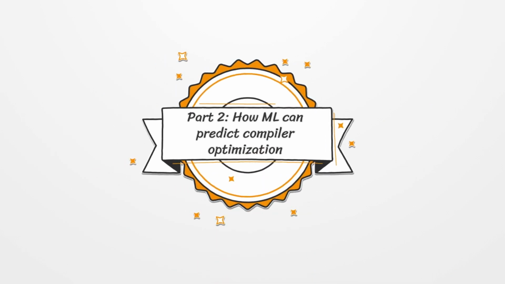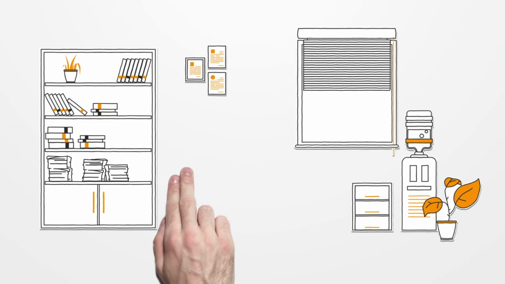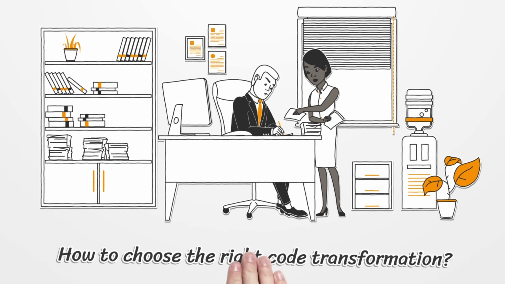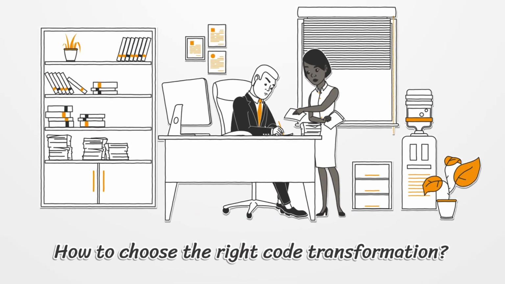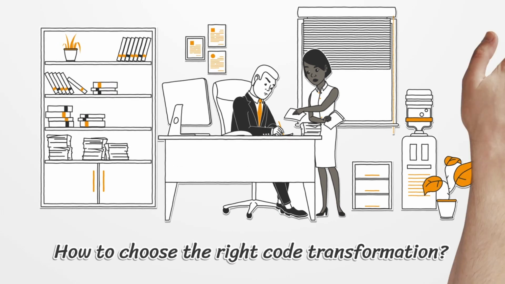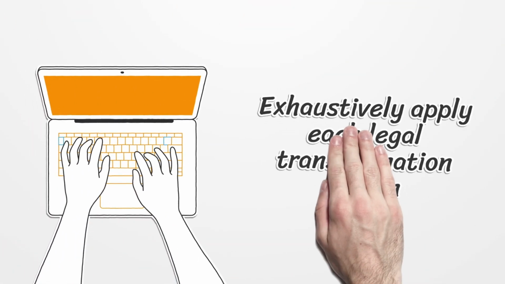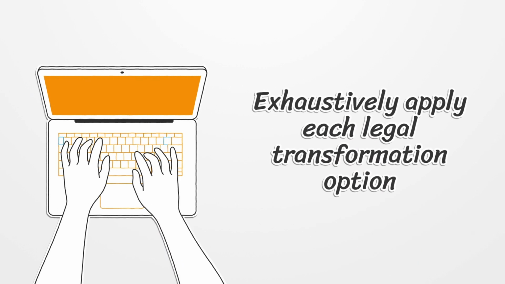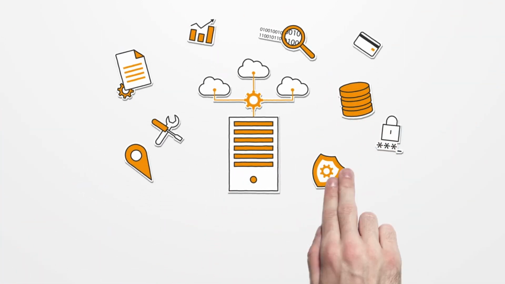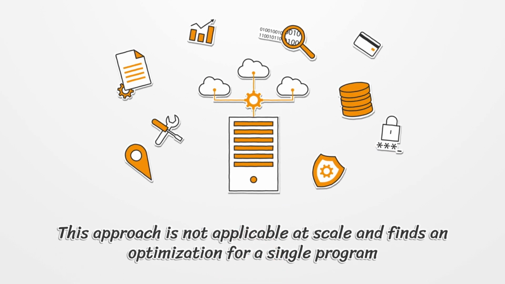Part 2. How machine learning can predict compiler optimization. One of the key challenges for compilation is to select the right code transformation, or sequence of transformations, for a given program. A naive approach is to exhaustively apply each legal transformation option and then profile the program to collect the relevant performance metric. However, due to the massive number of compiler options, this approach is not applicable at scale, and its main limitation is that it only finds an optimization for a single program and cannot generalize into a compiler heuristic.